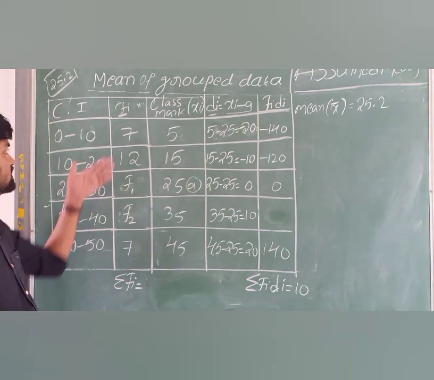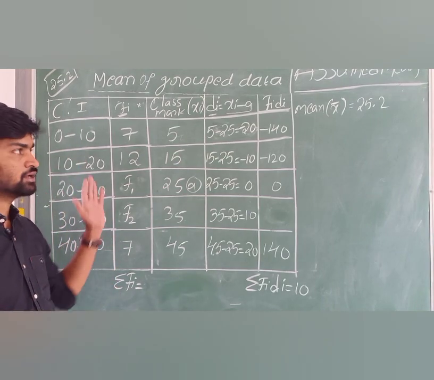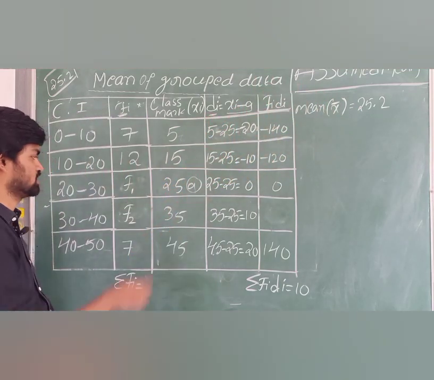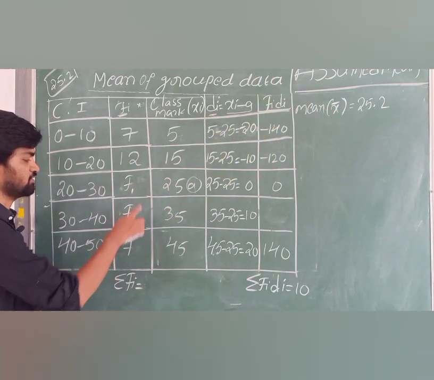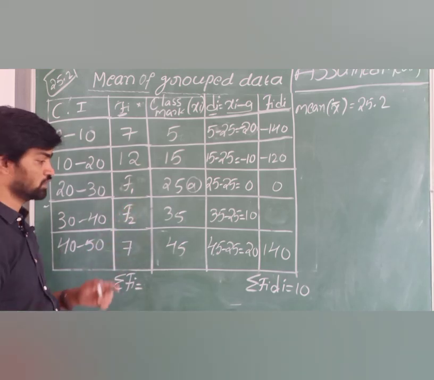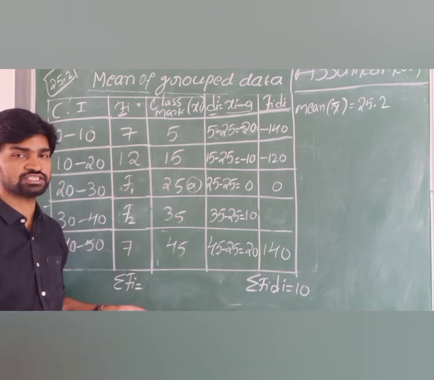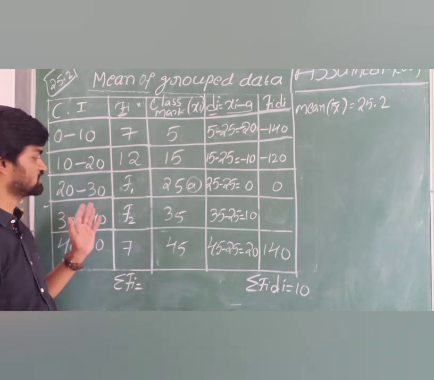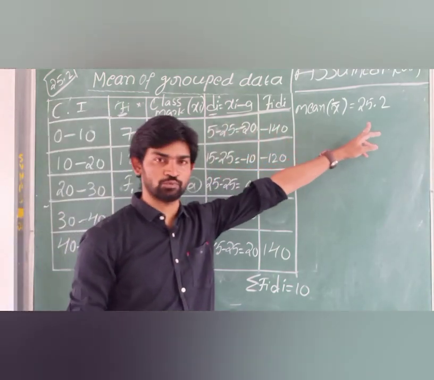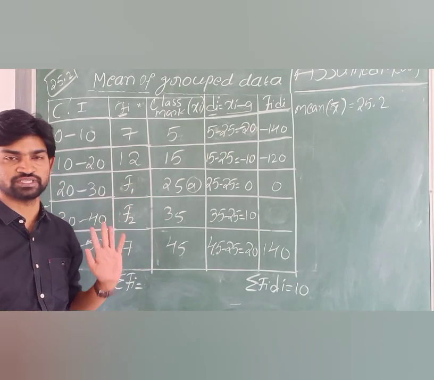He will give us the data. This is the question given. So for a particular data, the mean is 25.2. Find the missing frequencies. These are the missing frequencies f1 and f2. We have to find f1 and f2. Now he has already given the number of students in a class, that is 50. In a particular class of 50 students, the mean of math marks is 25.2. Then find the missing frequencies f1 and f2. This will be the question.